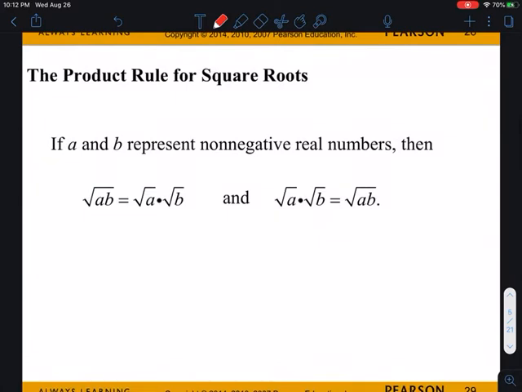It says if a and b represent non-negative real numbers, that if you have the square root of ab, you can separate it into the square root of a times the square root of b. And if you had a square root of a times the square root of b, you can combine them together and take a square root of ab. Whichever way is easiest to simplify the problem, that's what you're looking to do. You can break them into two pieces, or you can take the two pieces and put them back together and then evaluate the square root at the easiest point.